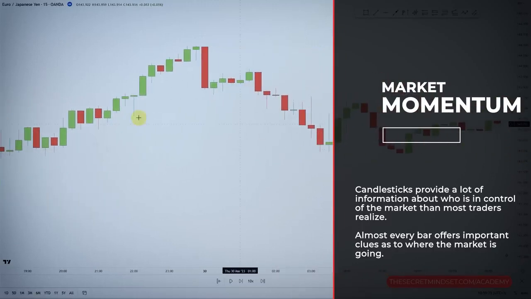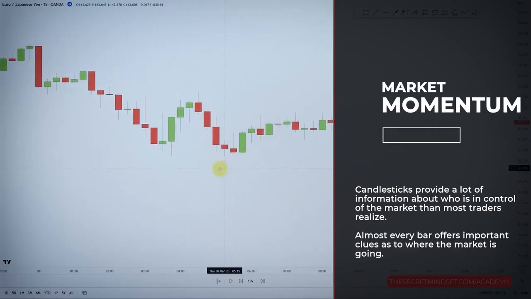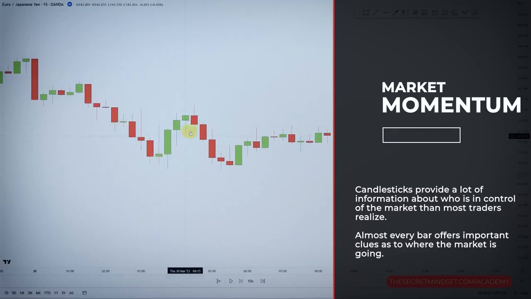Almost every candle offers important clues as to where the market is going. Stay close, because in a future module, we'll add the volume component for this analysis.